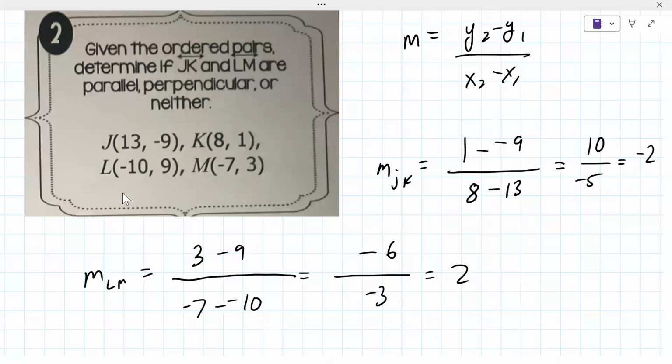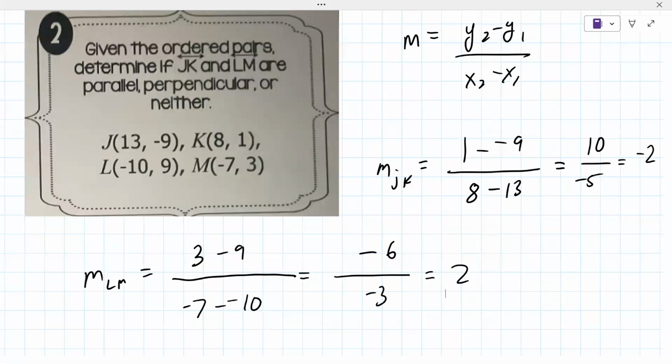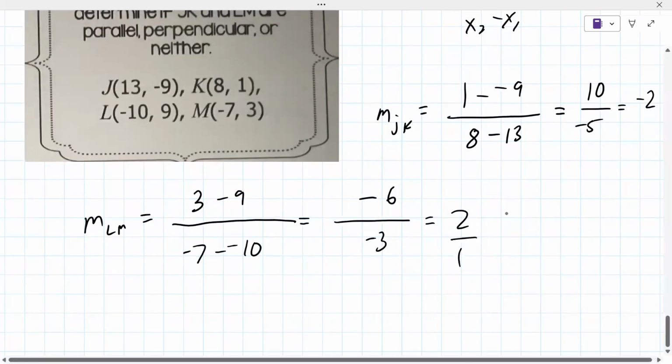2 and negative 2. So are these parallel? Are these the same slope? Are they exactly the same? No, so they're not parallel. They're perpendicular if they're opposite reciprocals. Yeah, the flip. Are these opposite reciprocals? Remember, you're flipping the fraction, so it would become 1/2 and then negated.